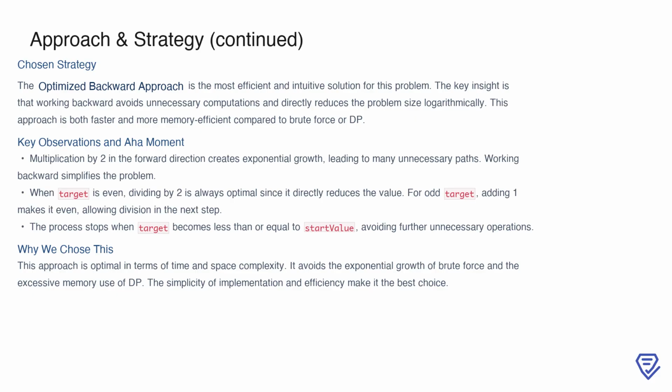The process halts as soon as the target becomes less than or equal to the start value, which prevents any further redundant operations. This efficiency, combined with the simplicity of implementation, makes the backward approach the clear choice for this problem. It effectively balances computational speed and memory usage, avoiding the pitfalls of brute force and dynamic programming methods.